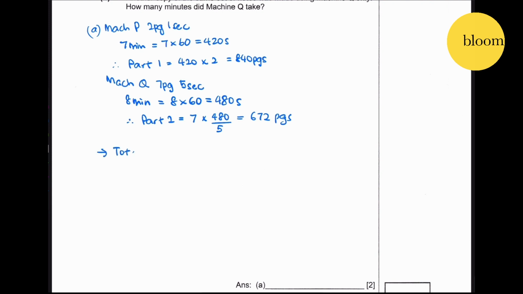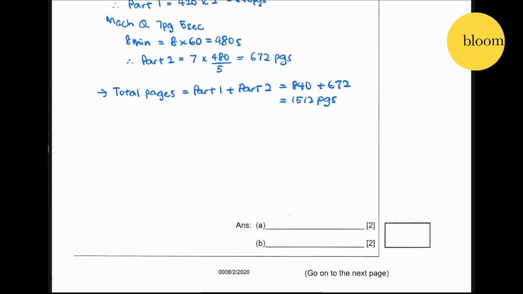Total pages equals part 1 plus part 2 equals 840 pages plus 672 pages equals 1512 pages. So answer A is 1512 pages.